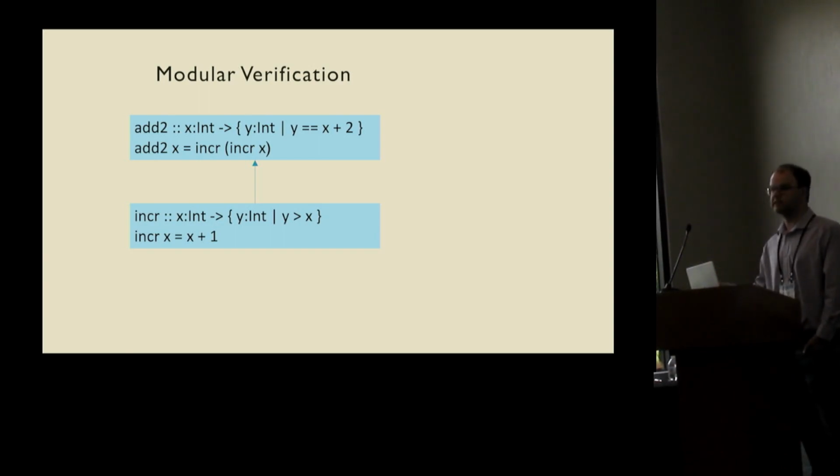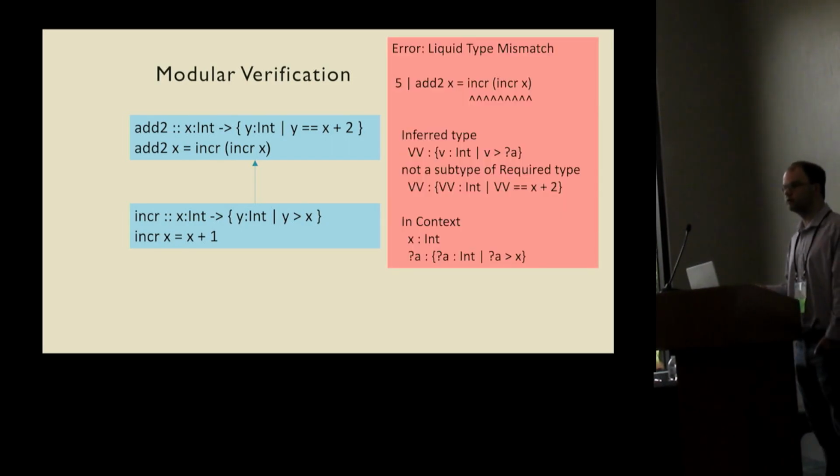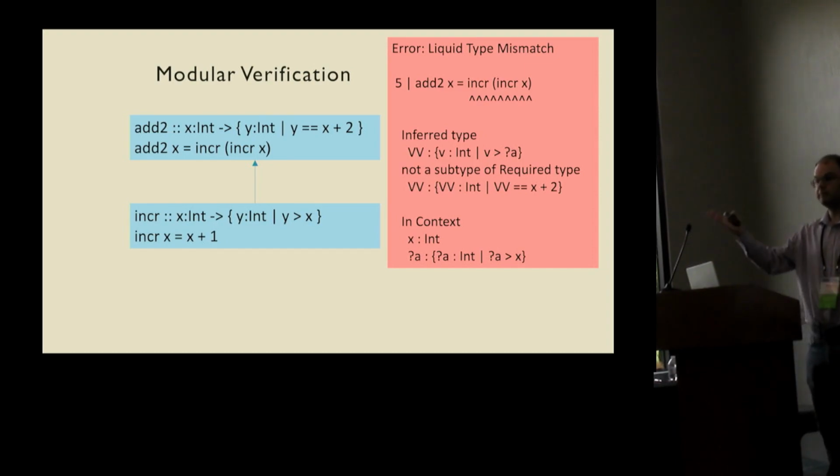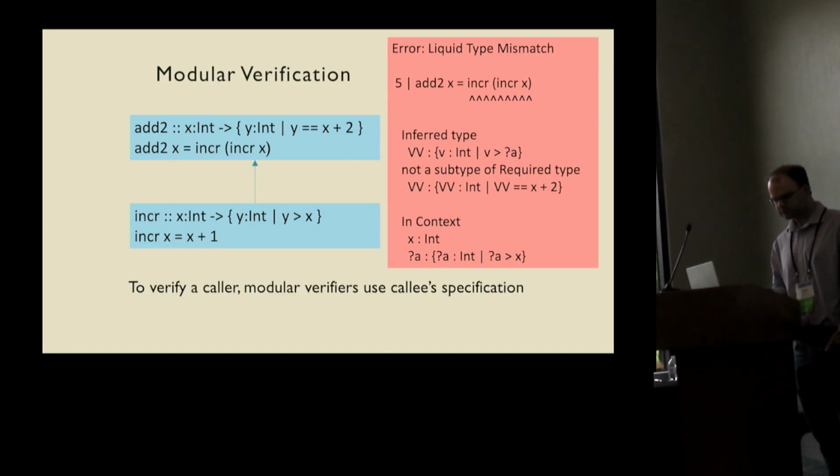Unfortunately, if you give this to Liquid Haskell, or if you give kind of equivalent code to any modular verifier, you're going to get an error message. And Ranjit also mentioned this when he was talking about Flux earlier today, with an example very similar to this. The reason is that we need a better specification on incr here.